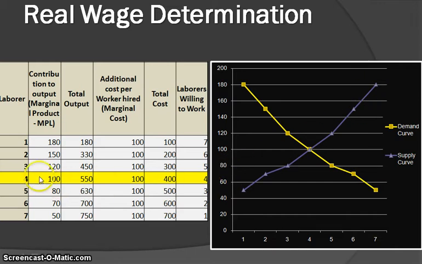And what we see here simply on this table is that as the real wage moves from 180 to 50, so it moves from a high real wage to a low real wage, the demand for labor increases. However, in terms of the supply of labor, laborers willing to work, the number of people willing to work is actually decreasing from 7 workers moving to 1.